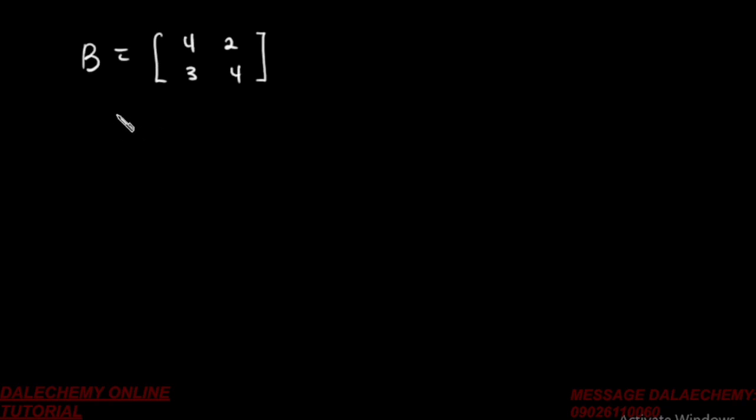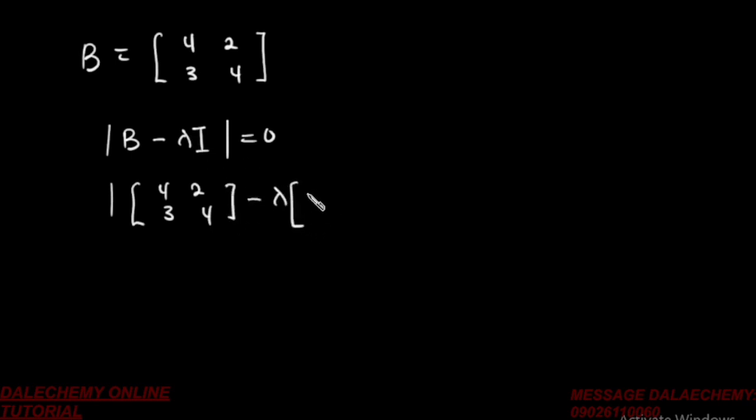Now, we remember that the characteristic polynomial of a matrix B will be given by the formula: the determinant of B minus lambda I equals 0. Then, B is [4 2; 3 4] minus lambda times the identity matrix [1 0; 0 1], equal 0.